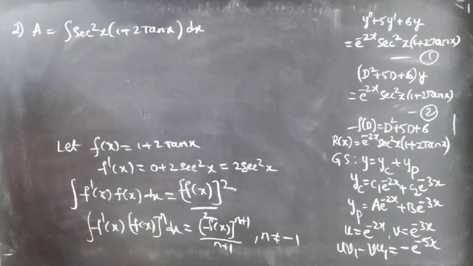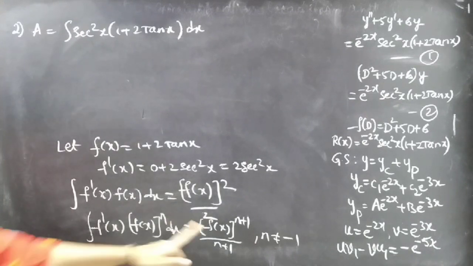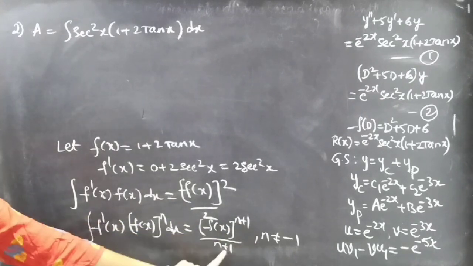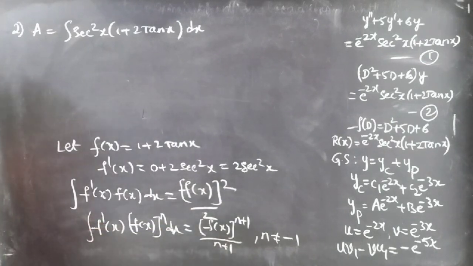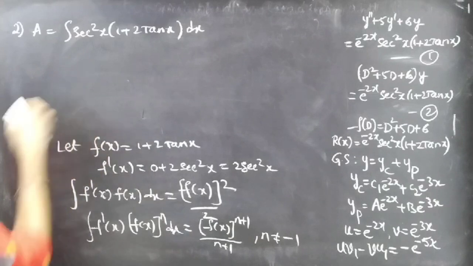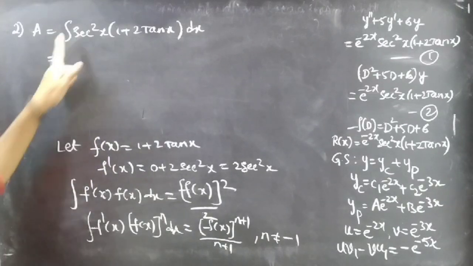Here in our case, for n equal to 1, we'll get integral f dash of x into f of x dx equals f of x whole square by 2. Simply apply n equal to 1, then you'll get f of x power 1 plus 1 by 1 plus 1, which is f of x whole square by 2. Right? Now we need a 2 here, right?